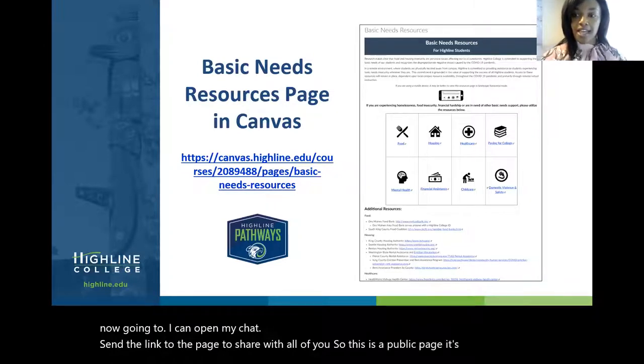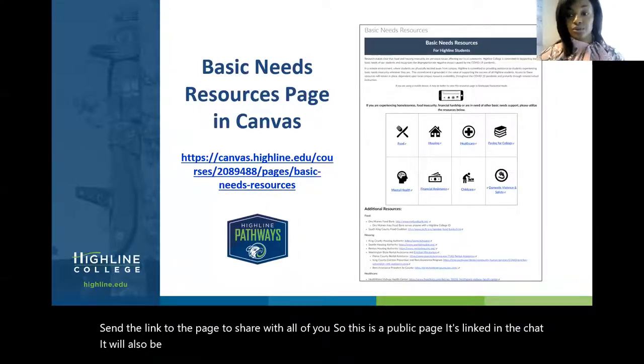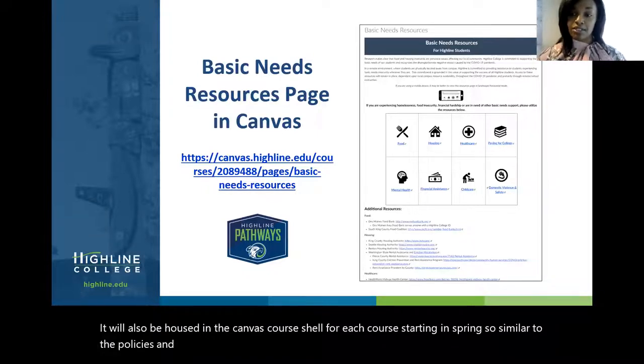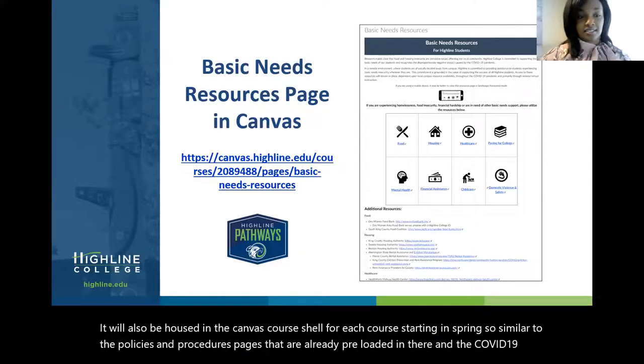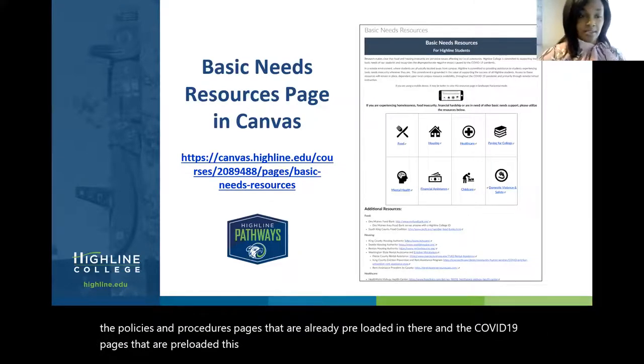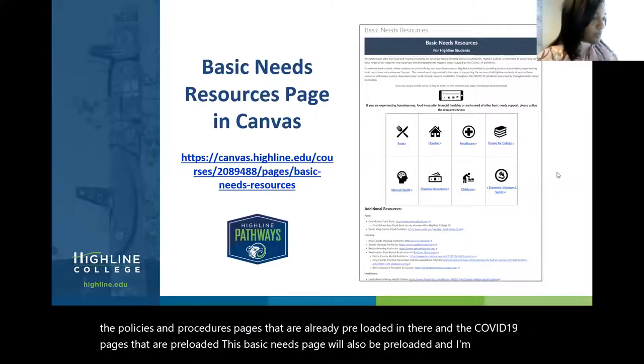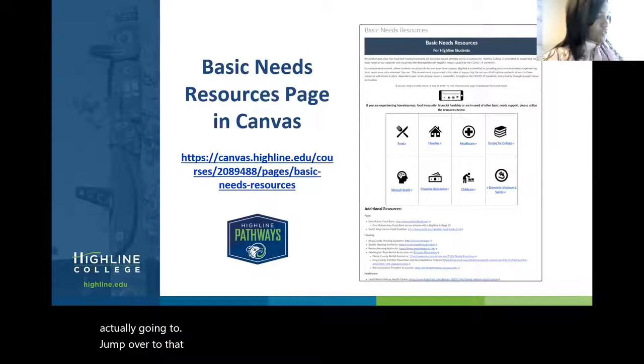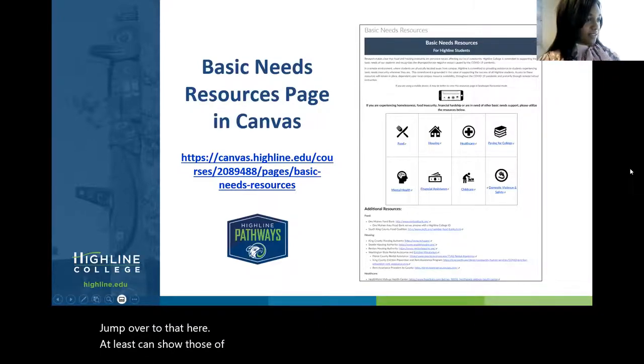It will also be housed in the Canvas course shell for each course starting in spring. So similar to the policies and procedures pages that are already preloaded in there, and the COVID-19 pages that are preloaded, this basic needs page will also be preloaded. And I'm actually going to jump over to that here, so I at least can show those of you who maybe can't click on the link.